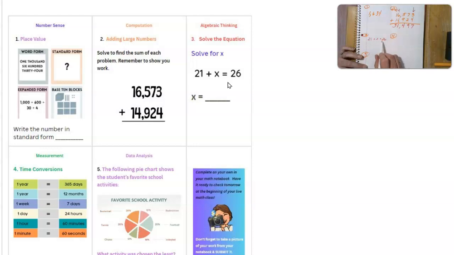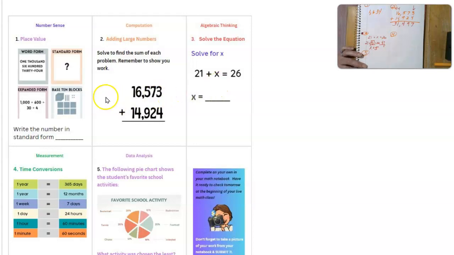I can find that out by doing the inverse or opposite operation. So 26 minus 21 equals 5. So 21 plus 5 equals 26. Does that make sense? Does that make the equation true? If so, x equals 5.